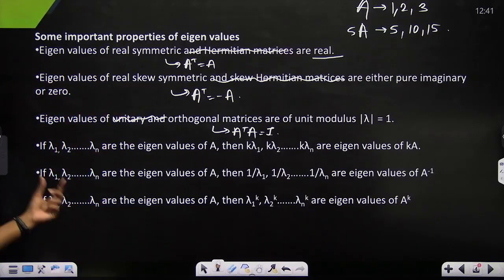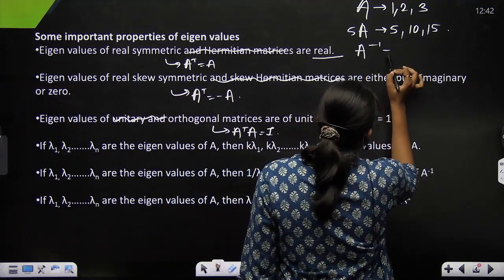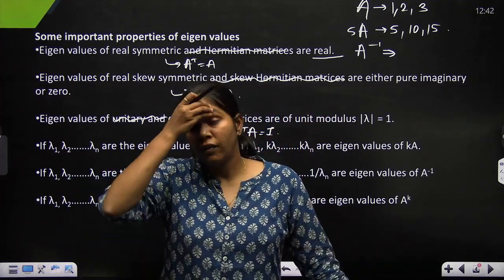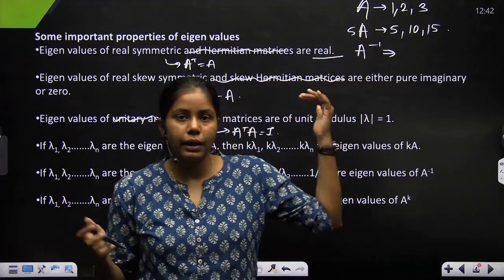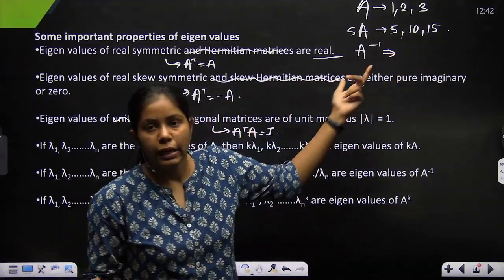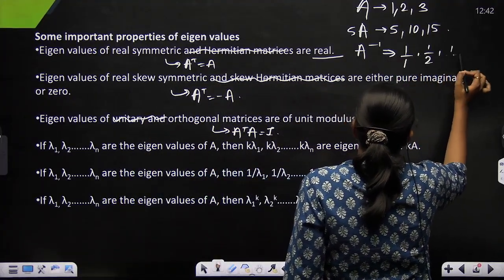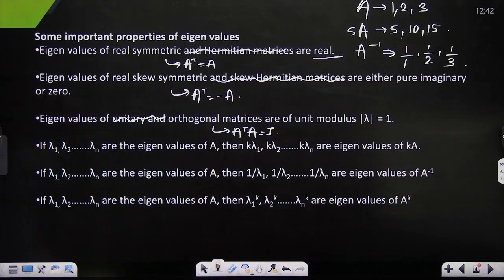Next, if lambda 1, lambda 2, lambda n are the eigenvalues of A, then 1 by lambda 1, 1 by lambda 2 and 1 by lambda n are the eigenvalues of A inverse. If I ask you the eigenvalues of A inverse, make sure A inverse exists, because if A has 0 eigenvalue, then A inverse would not exist. So if A inverse exists, the eigenvalues would be 1 by 1, 1 by 2, 1 by 3. That's how you can find the eigenvalues of A inverse.